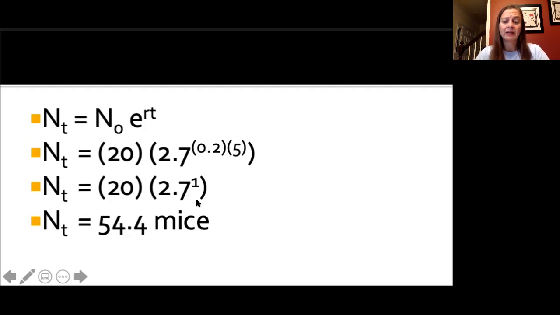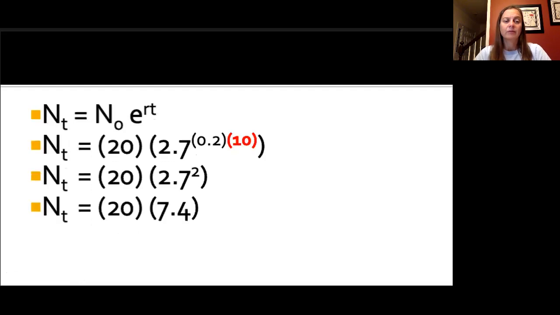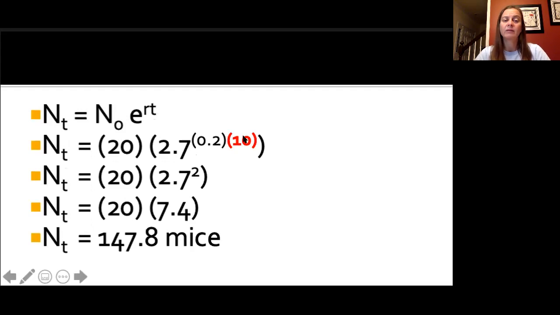Okay, so if we did this again for 10 years, we would change this 5 to a 10. So instead of 2.7 being raised to the first power, we would have 2.7 squared times 20. And you can see that that would increase this number substantially. We would have 2.7 squared. And so at the end of 10 years, we would have 147.8 mice, which is more than twice as many mice, right? Even though it's twice the amount of time, it's well more than twice the amount of mice.